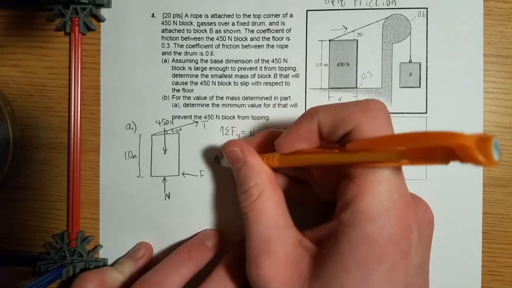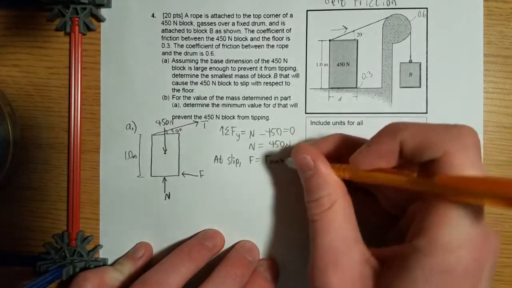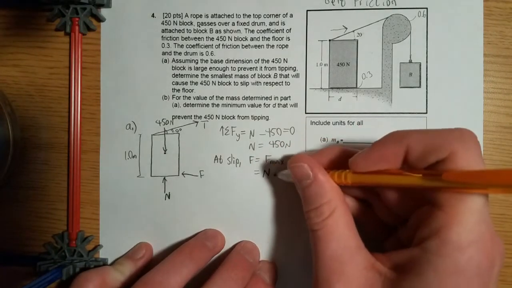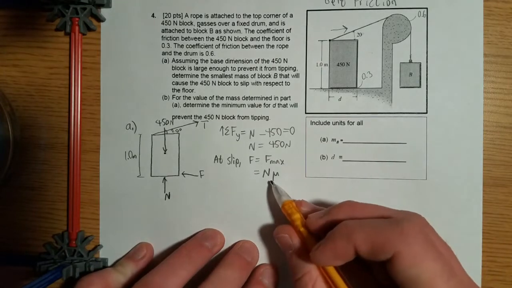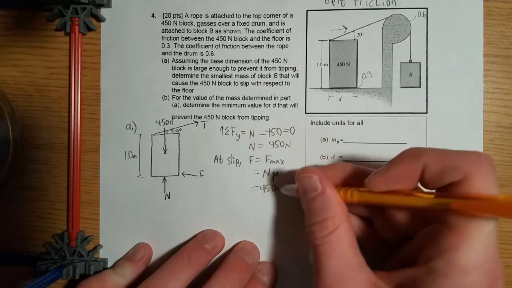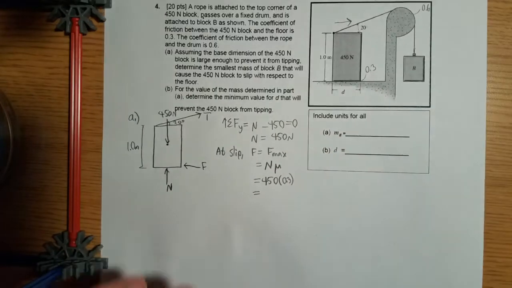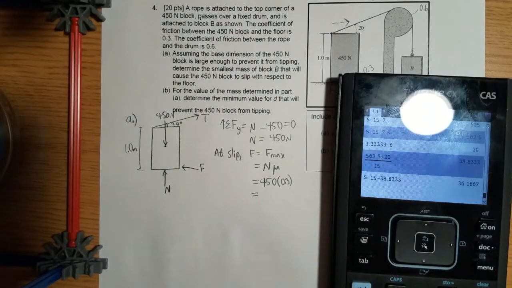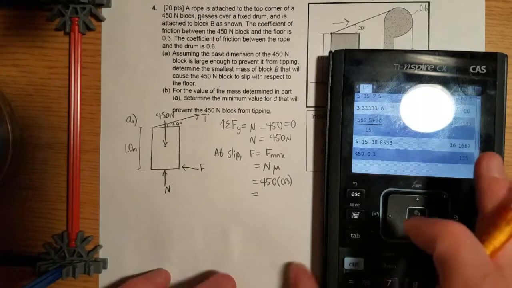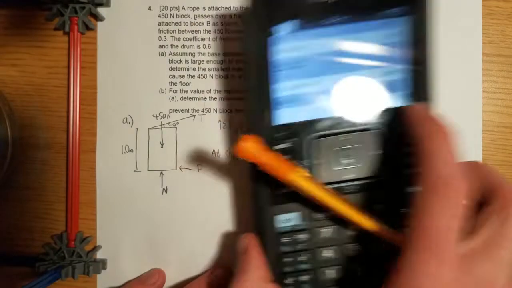Then we can say at slip, F equals F max. What we need to know about F max is that it is equal to N times mu, the normal force times the coefficient of friction, which in this case is going to be 450 times 0.3, as they gave us earlier. If I get my calculator out, just a warning, I do not have the answer key for this problem. I'm just doing it how I would do it if I were taking the exam myself. We got 135 for that one.